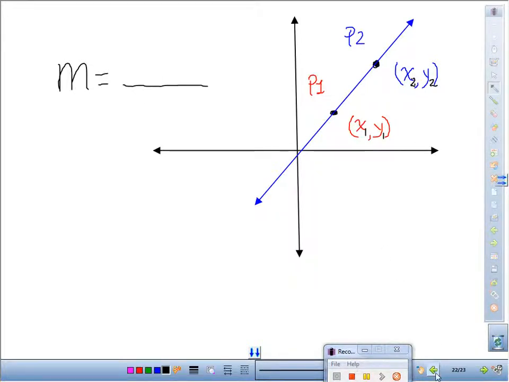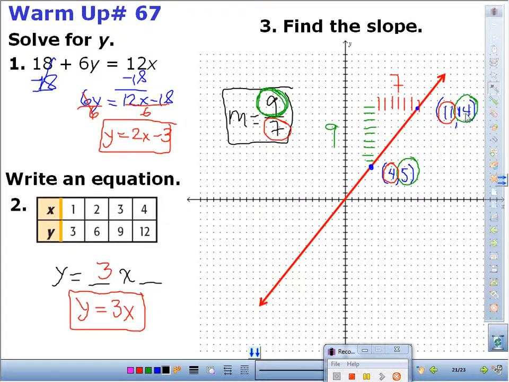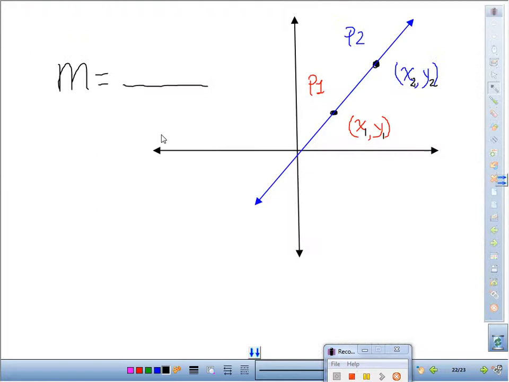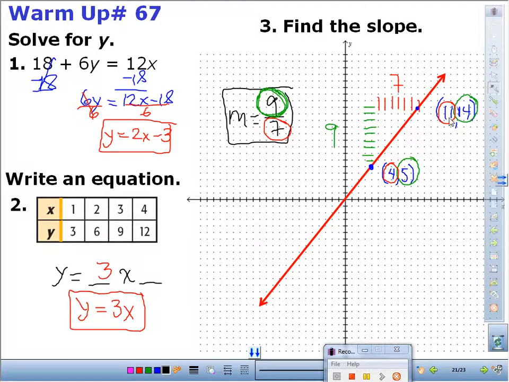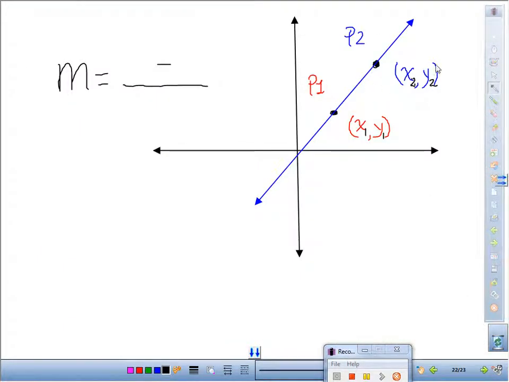Here it goes again. What did I do to these two numbers? What operation? Subtract. So therefore, I subtract the y values here. Where did I start? Let's see. I started with the second point, and I subtracted from the first point, didn't I? So therefore, what is my first y value? y1. What is my second y value? So for this second point, I need to write it first, don't I?